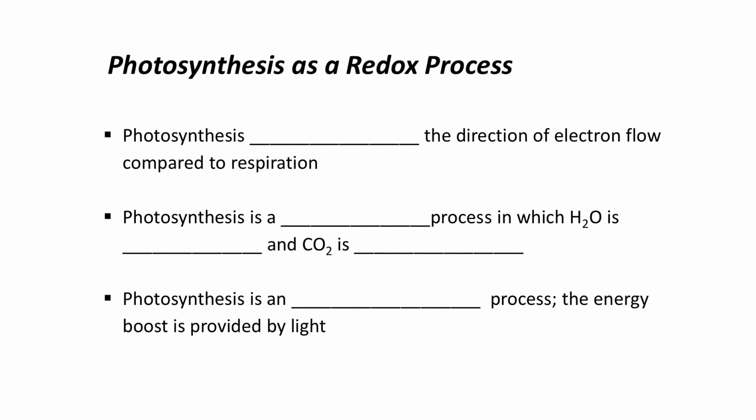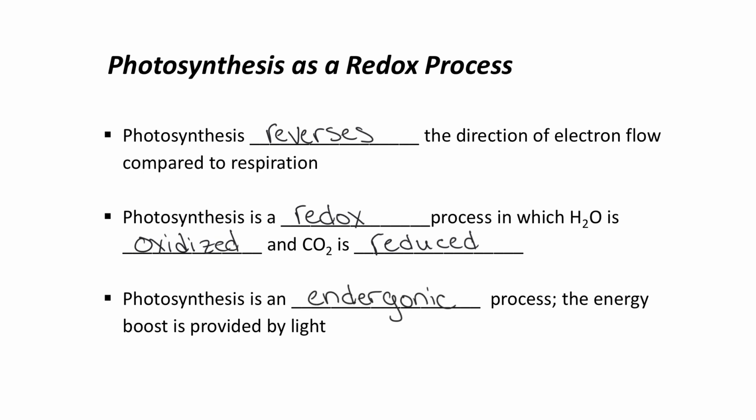When we compare photosynthesis to cellular respiration, we see that photosynthesis actually reverses the direction of electron flow. Photosynthesis is a redox process in which water is oxidized and carbon dioxide is reduced. Photosynthesis is also an endergonic process. The energy boost is provided by light from the sun.